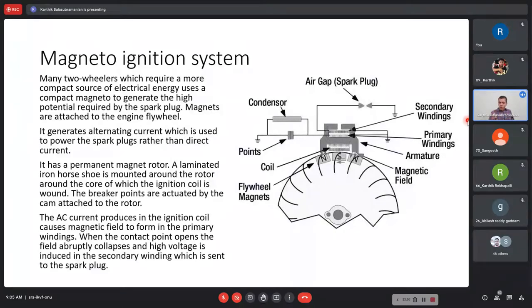You have the ignition coil and then the contact breaker, and you have the distributor and then the spark plugs. So now instead of having a battery, you are just having a magneto. It's called a magneto, a dynamo. It's exactly the same. So that's just the difference between a battery ignition system and a magneto ignition system. Is that clear? The source of power is a magneto rather than a battery. Right?